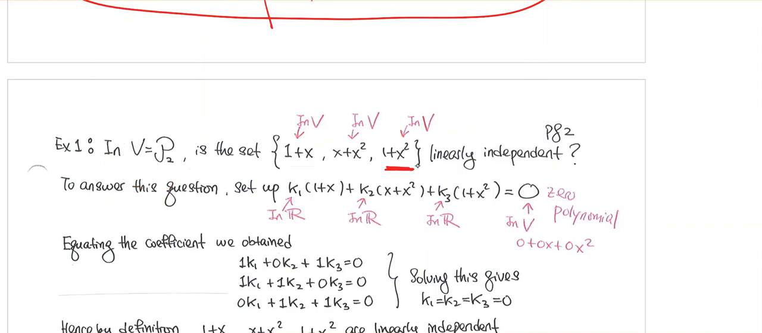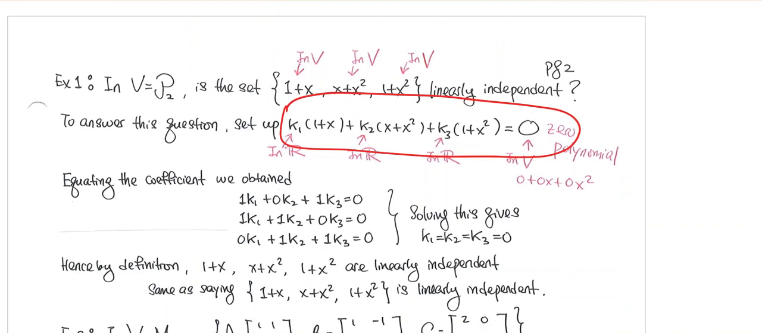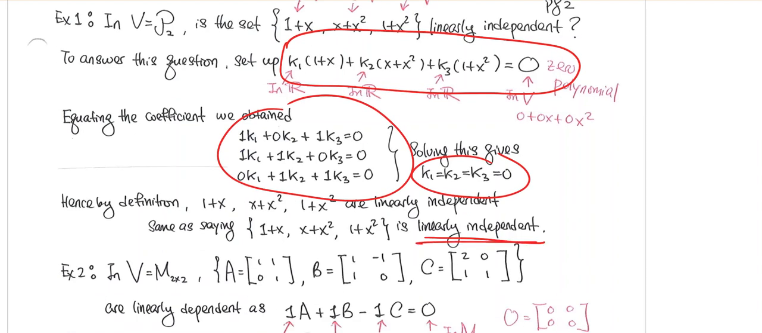So again, it doesn't really matter what they ask. If they ask about linear independence, always set up these equations and solve for it. Compare the constant terms, the coefficient for x, the coefficient for x squared. You will extract 3 equations out of this, and try to solve them, and you'll see that this is the only solution. So therefore, they are independent.